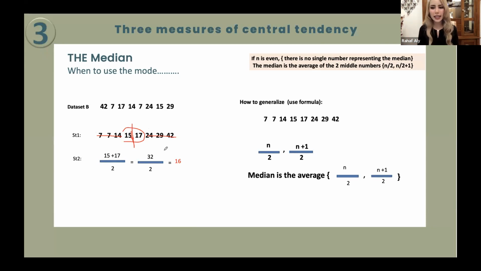I want to generalize it. How can I use it on a big set of data? Well, we can easily use the formula again, n over 2 and n plus 1 over 2. Now, when I was studying this, it arose to me, why n plus 1 over 2 again when we repeated it? Well, because if this is our data set, if this is our median, then this is n. So n plus 1, 1 after n is 17. So this is why this is for the first median and this is for the second median. And the median is the average of them.